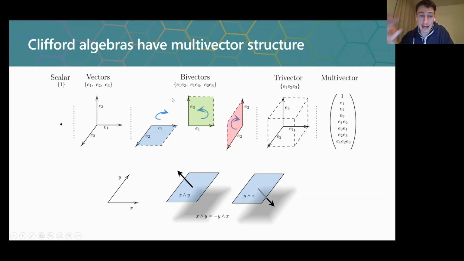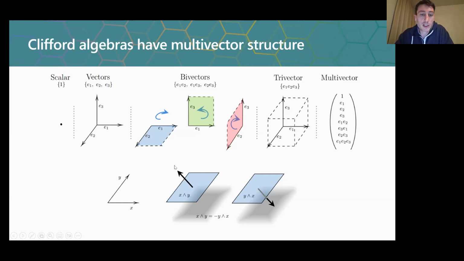So bivectors are kind of plane-like elements. They have an orientation, and they have an area, so to say. If you change the order of the vectors of the bivector, the orientation changes. So basically, if you change E2 and E1, it looks in the opposite direction, that's basically a sign flip.